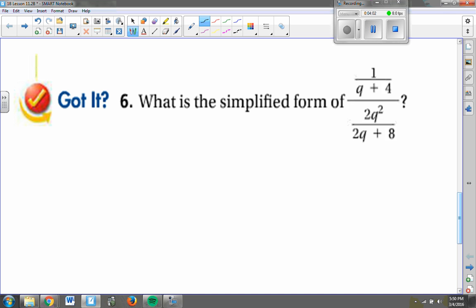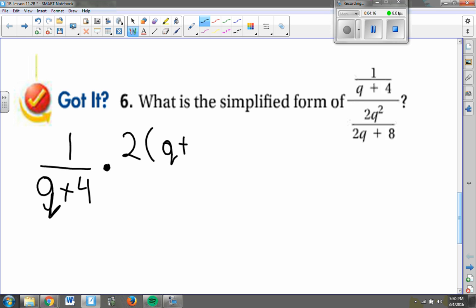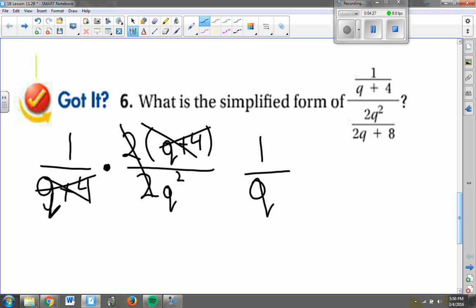Okay, after I've done all of my factoring, I end up with this. 1 over q plus 4 multiplied by, and then I flip that bottom fraction, 2 times q plus 4 over 2q squared. The 2's can cancel, the q plus 4's can cancel, and I end up with 1 over q squared.